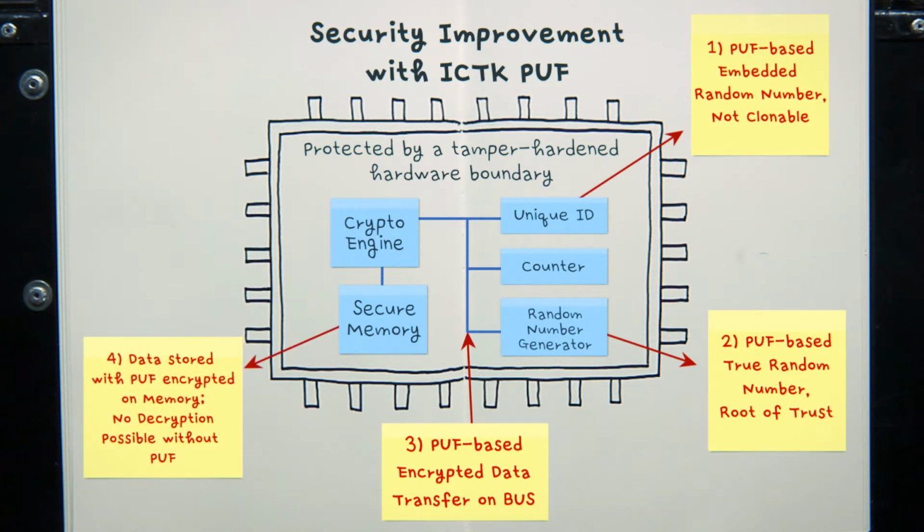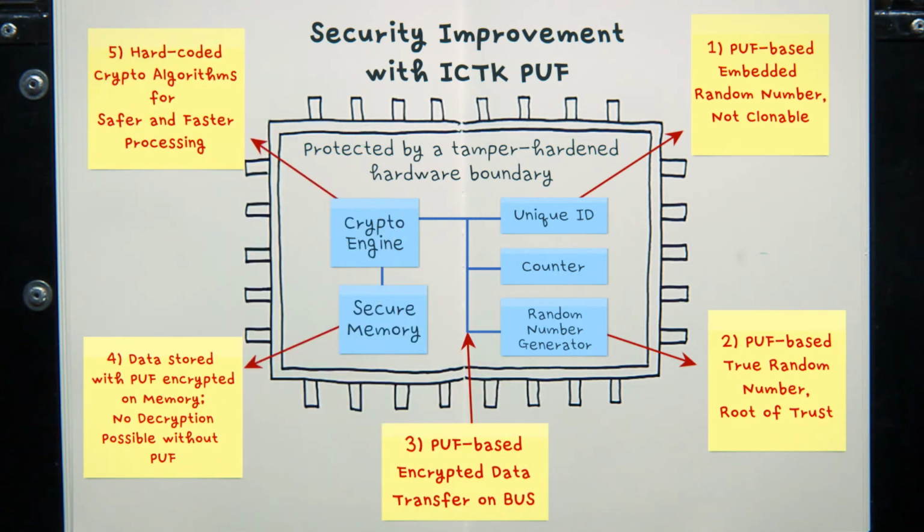4. Sensitive data is stored with PUF encryption, and even if the data is hacked, it is not possible to decrypt without the unique PUF value inside each chip. 5. Faster processing through hard-coded algorithms.